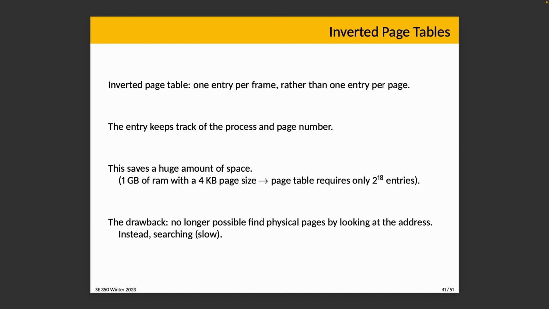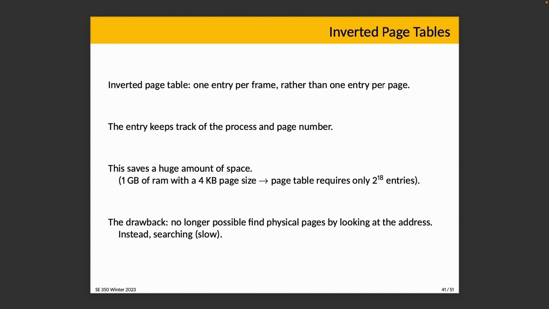Realistically, the inverted page table is going to make it a little bit easier to manage, right? We have 1 entry per frame rather than 1 entry per page. And the entry keeps track of what process it is and what page number that corresponds to. And this scales with the amount of memory that's actually in your machine, right? It saves a huge amount of space. For every gigabyte of RAM with 4 kilobyte page size, the page table requires only 2 to the power of 18 entries. Obviously, more when you have more RAM, but it's okay to have more overhead when you have more RAM because we have the space for it. And so this is actually fairly effective in helping to manage the amount of overhead that we have.